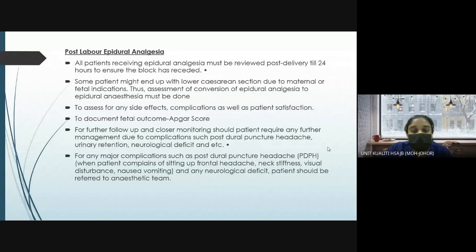Should the patient require any further management due to complications such as post-dural puncture headache, urinary retention, or neurological deficit, for any major complications, the patient should be referred to the anesthetic team, such as when the patient complains of frontal headache, neck stiffness, visual disturbance, and nausea and vomiting.